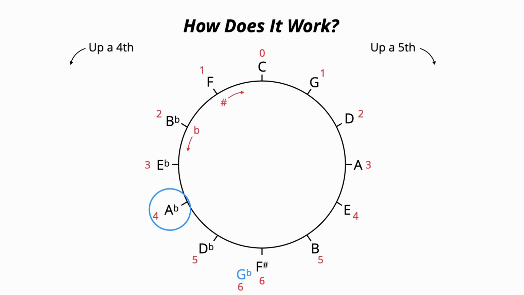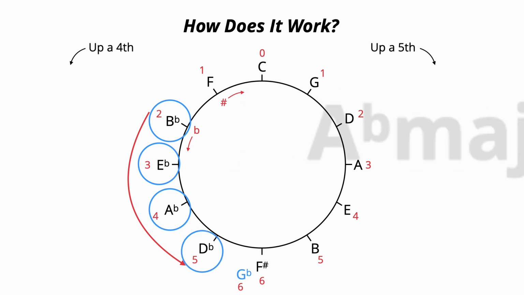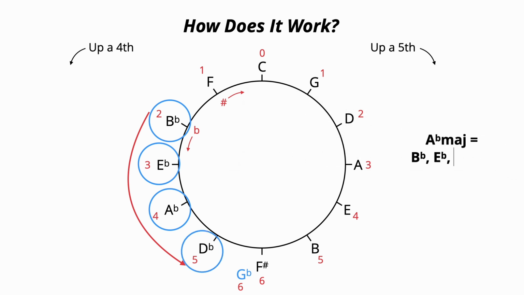Remember with sharps, we started figuring them out over at our sharp symbol. Here, we're going to do the same sort of thing, but we go to our flat symbol and work counterclockwise. Our first flat will be a B flat. Our second will be E flat. Our third will be A flat. And our fourth is D flat. So our A flat major scale will have B flat, E flat, A flat, and D flat.